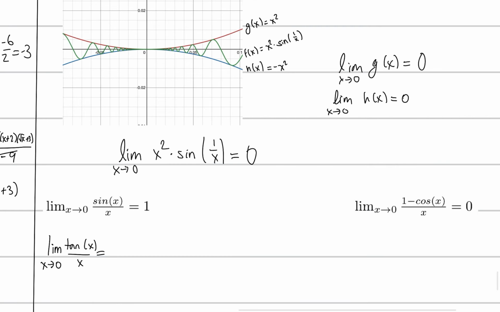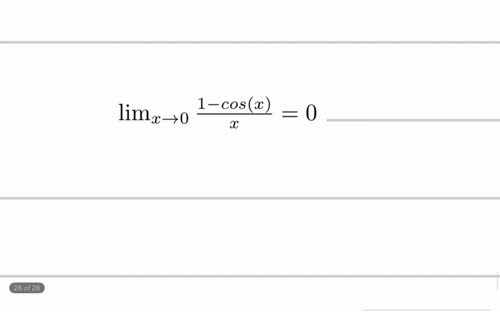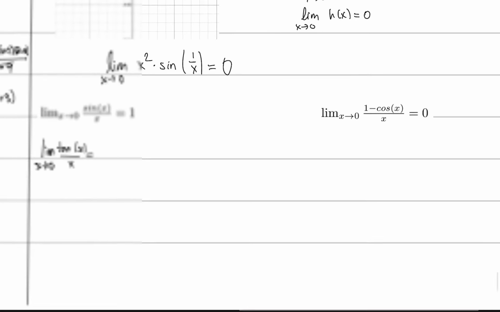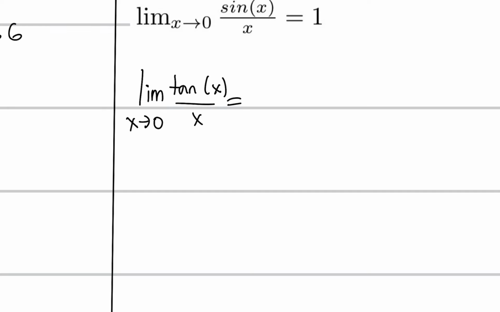And here are some common examples that you need to know. This is the limit of sine of x over x as x approaches 0. This is equal to 1, very important. And the limit as x approaches 0 of 1 minus cosine of x over x is equal to 0. This one you can just derive from the first one. And here is an exercise, which is to find this limit.